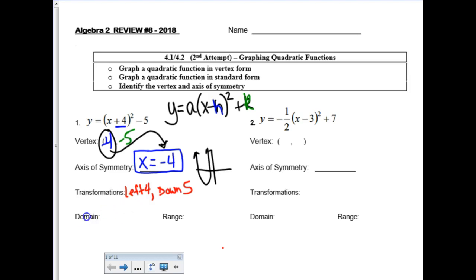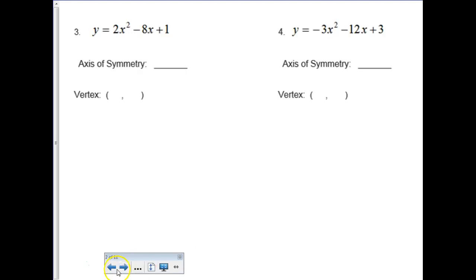So the domain for parabolas is always -infinity to +infinity. The range, however, in this case starts down here where it was shifted down 5. So your range starts at -5 and then goes up to infinity. Remember, domain and range have to be least to greatest for interval notation. And I will consider it a concept error if you don't do domain and range intervals properly.